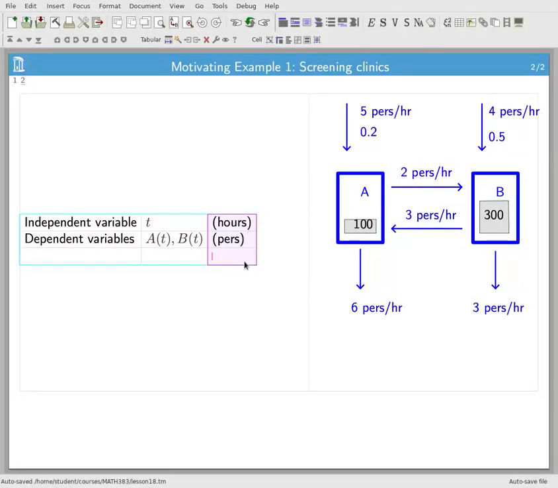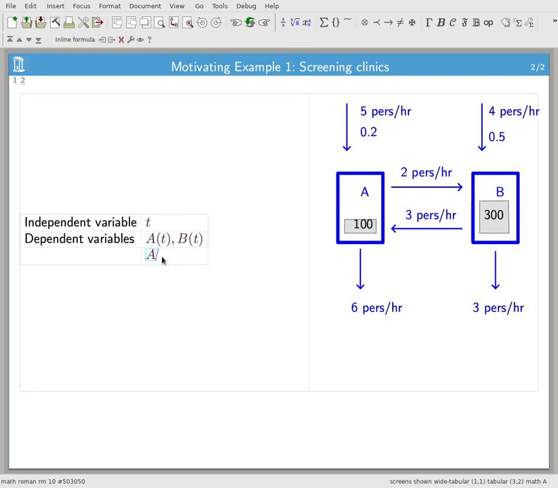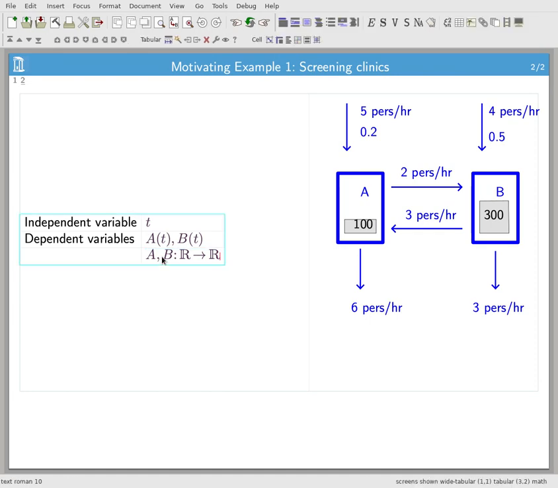Let's allow for some more space over here, so to take away the units, we will assume that we know what units we're talking about, and specify that both A and B, from our point of view, are going to be functions. They are both defined on the reals, and they return real values at this point. And remember, A and B are intended to show the number of infected persons in each clinic.